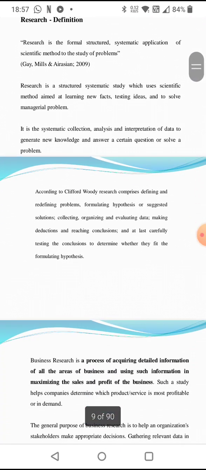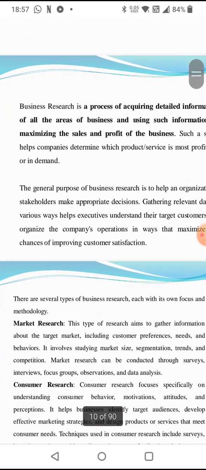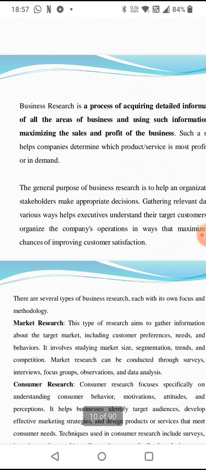According to Clifford Woody, research comprises defining and redefining problems, formulating hypotheses or suggested solutions, collecting, organizing and evaluating data, making deductions and reaching conclusions, and at last carefully testing the conclusions to determine whether they fit the formulated hypothesis or not. Right, so this was about the different definitions given by different scholars.